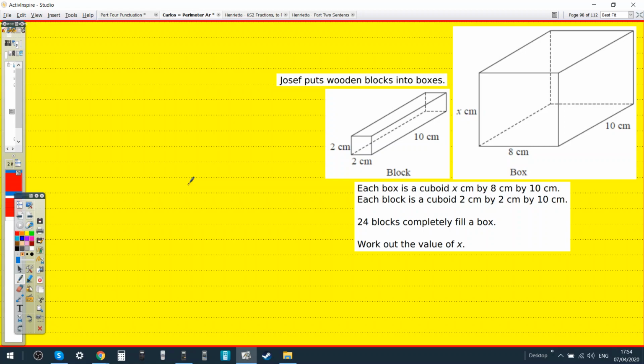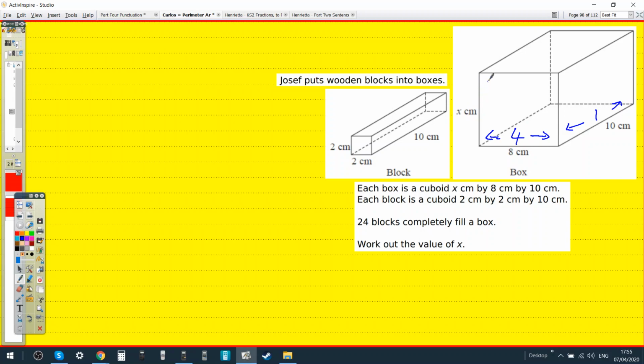24 blocks completely fill a box. I don't understand. So it's similar to the ones we did before. How many boxes could you fit into this one? So let's say going across, how many could you get in? You could get 4 that way. How about length? 1. And so height is X.